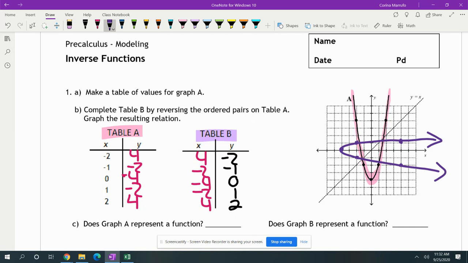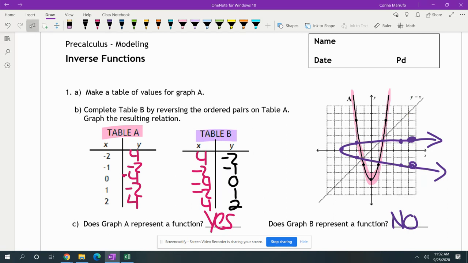All right, so it says, does graph A represent a function? The way you can tell if A is a function is by doing the vertical line test and checking to see if it's a function. That means nowhere should a vertical line cross it more than once. And so graph A, yes, it passes the vertical line test. But graph B, if I make this vertical line here, do you see how it crosses more than once? So does graph B represent a function? No, it does not.